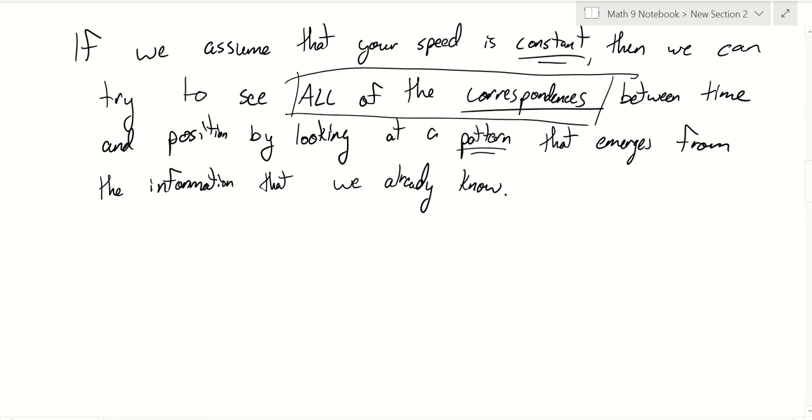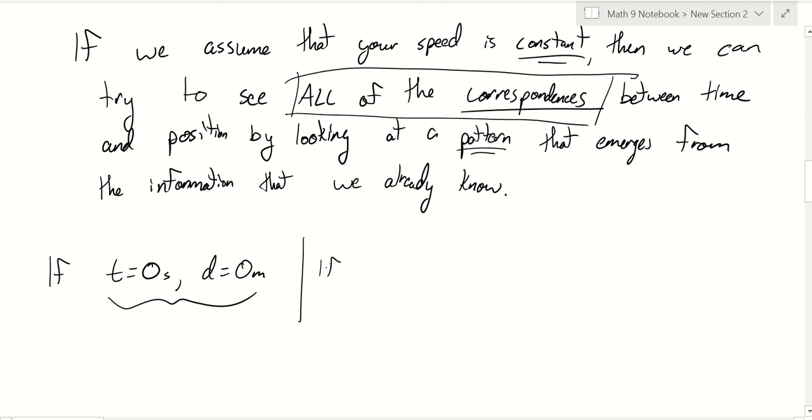So for example, we know that if t equals 0, then our position is also at 0 meters. Now there's not much immediately that we can glean from here. So let's now look at the next correspondence here. We know if t equals 2 seconds, d equals 4 meters.